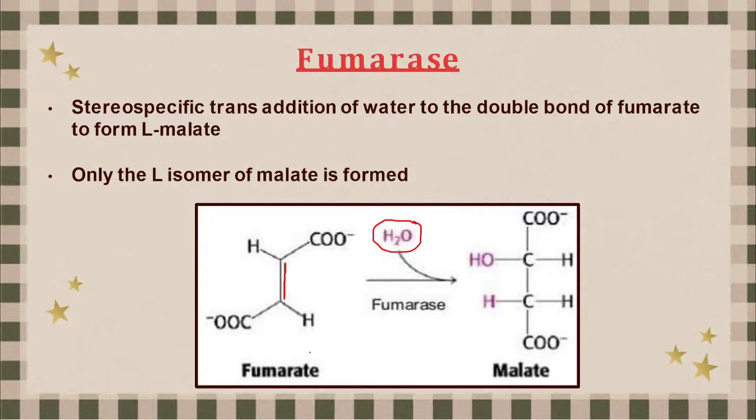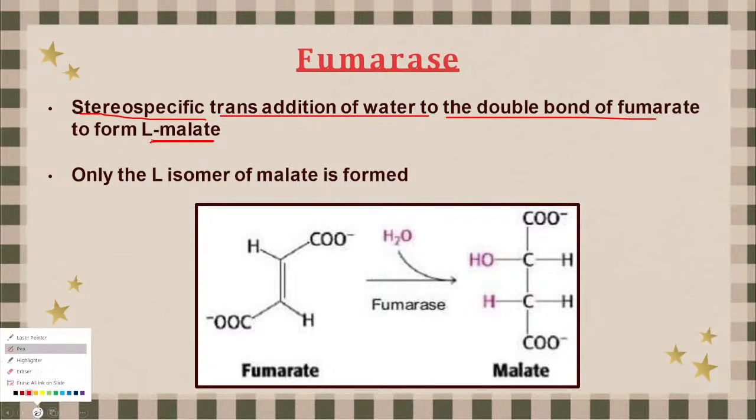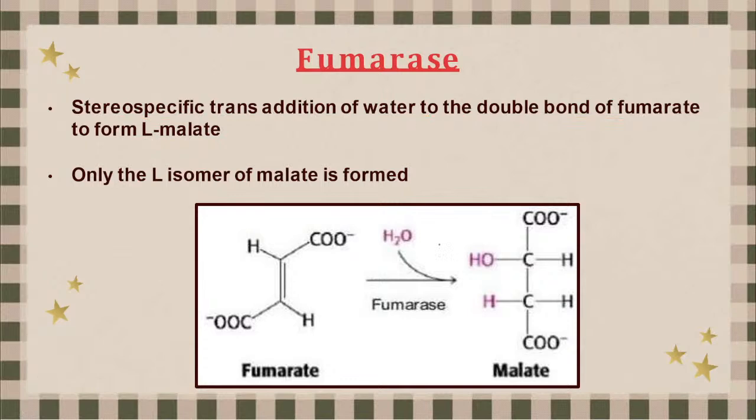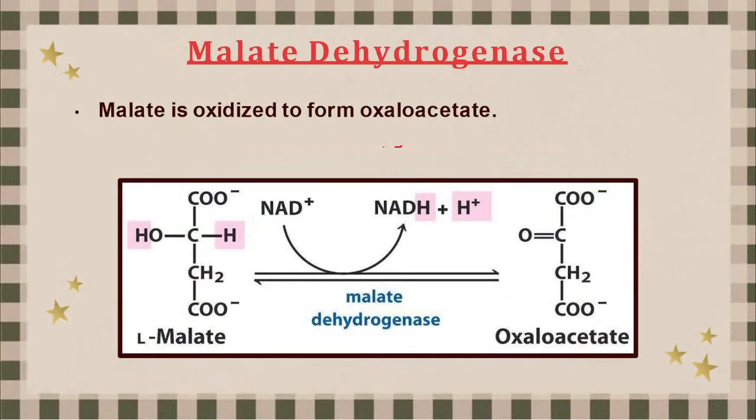Upon adding water to the double bond, the fumarate is just converting into its isomer, which we generally call what, friends? Malate. Please don't get confused with this particular point. So, stereospecific trans addition of water to the double bond of fumarate to form L-malate. That is exactly the function of fumarase. Now remember, this is the 4th oxidoreduction reaction.